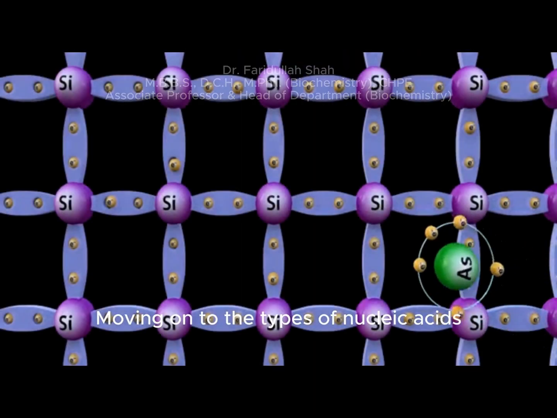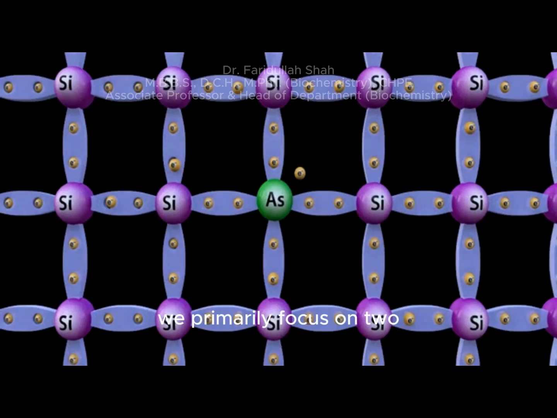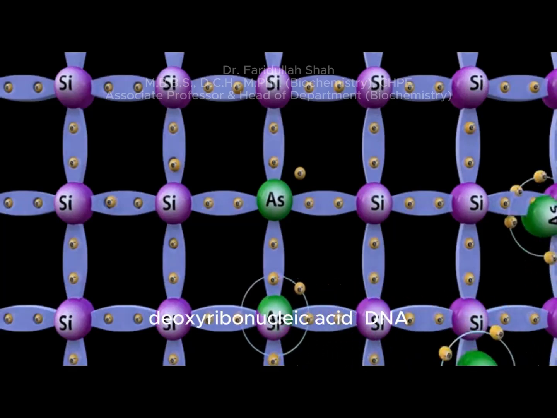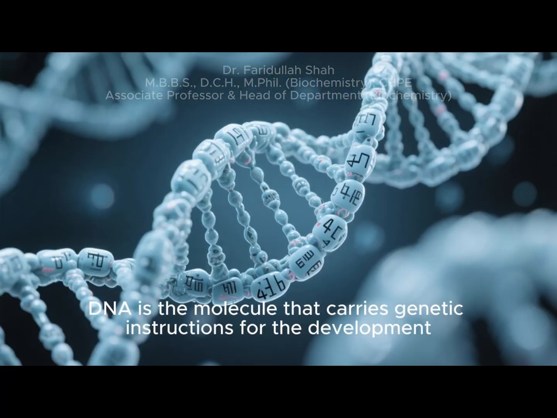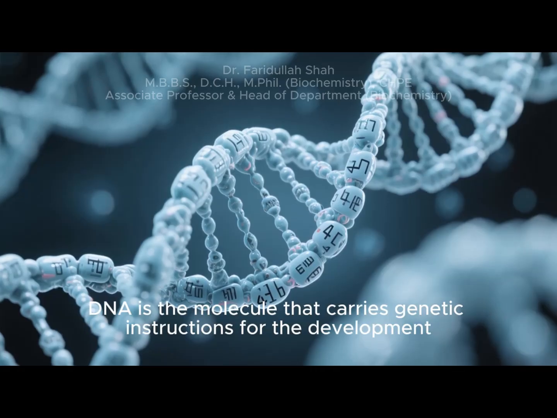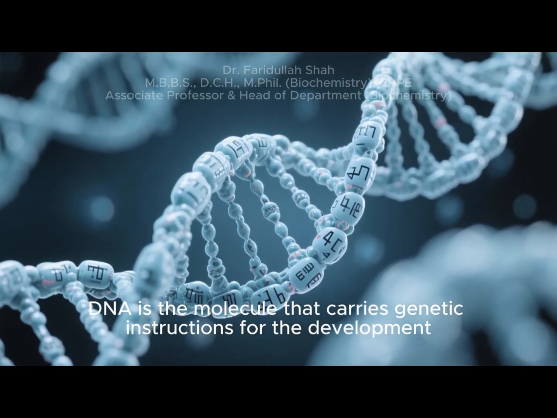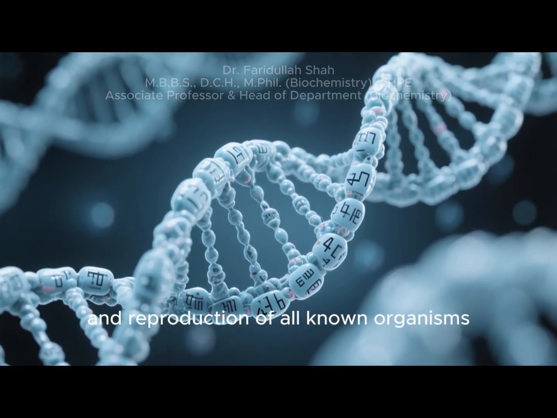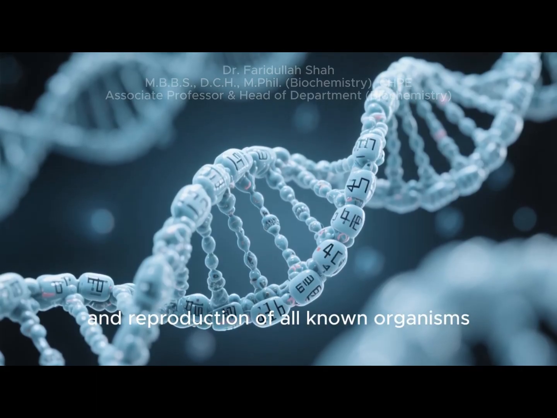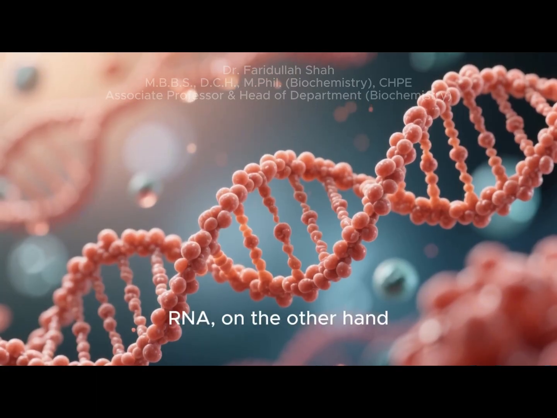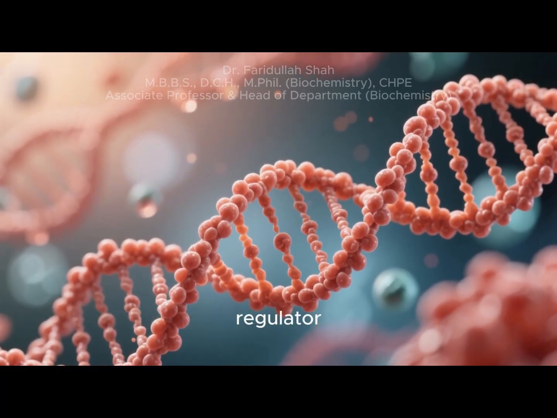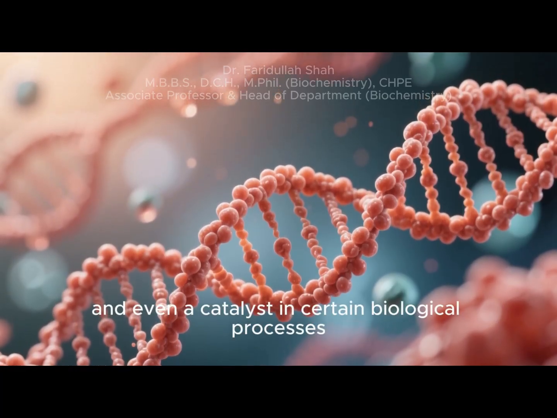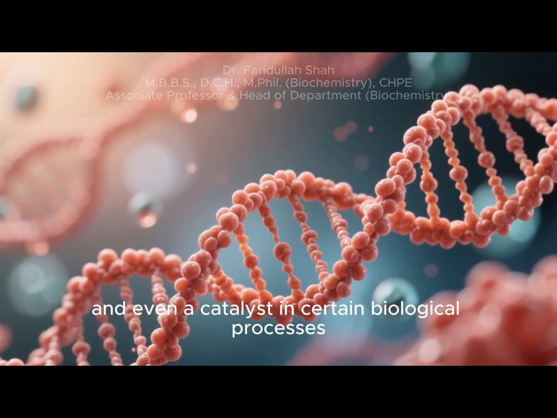Moving on to the types of nucleic acids, we primarily focus on two: deoxyribonucleic acid, DNA, and ribonucleic acid, RNA. DNA is the molecule that carries genetic instructions for the development, functioning, growth, and reproduction of all known organisms. RNA, on the other hand, plays a crucial role in gene expression by acting as a messenger, regulator, and even a catalyst in certain biological processes.